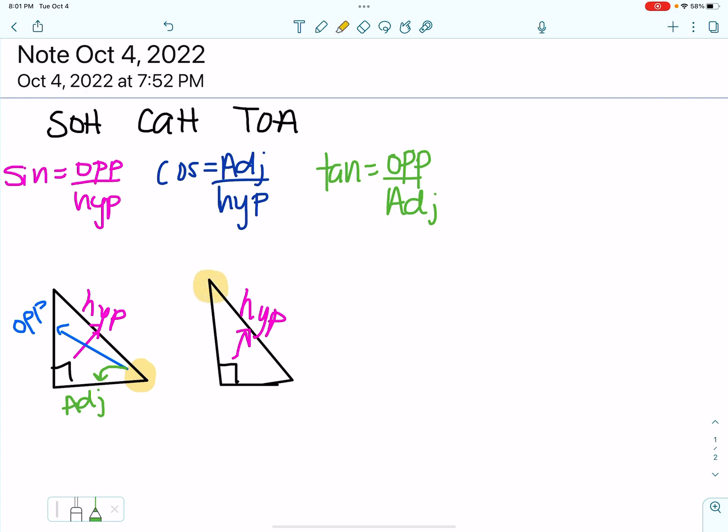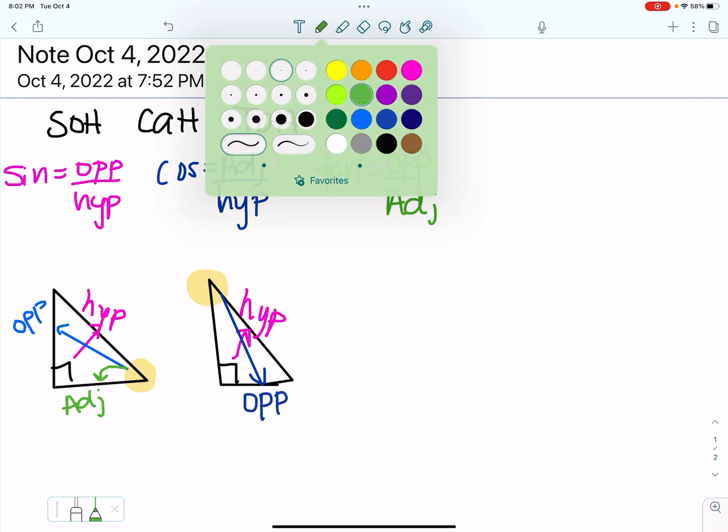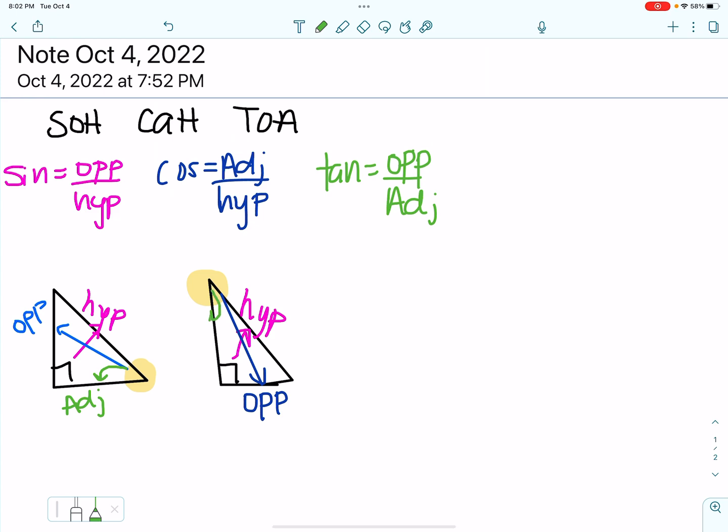If we are looking at it in reference to this angle, your opposite side would now be this side right here. Your adjacent side is now going to be this one right here. So if you can always remember hypotenuse and what the opposite one is, the last side should be your adjacent. Most people have the most difficulty with adjacent, but as long as you can identify hypotenuse and opposite, then you only have one other side that's left, and that would be your adjacent.